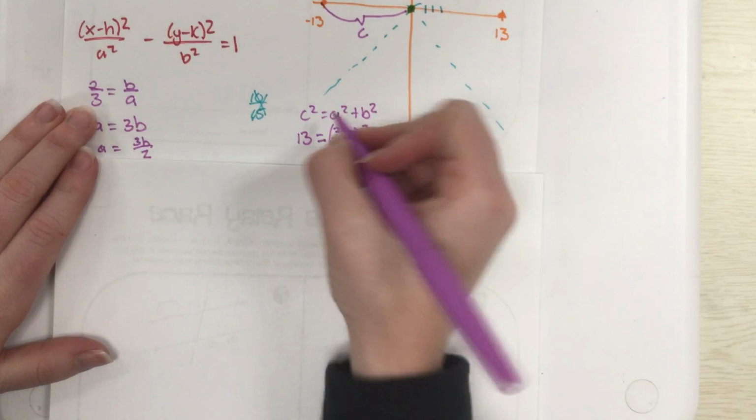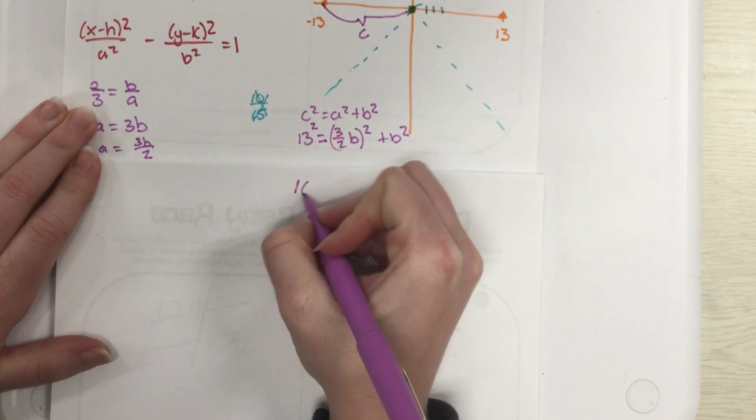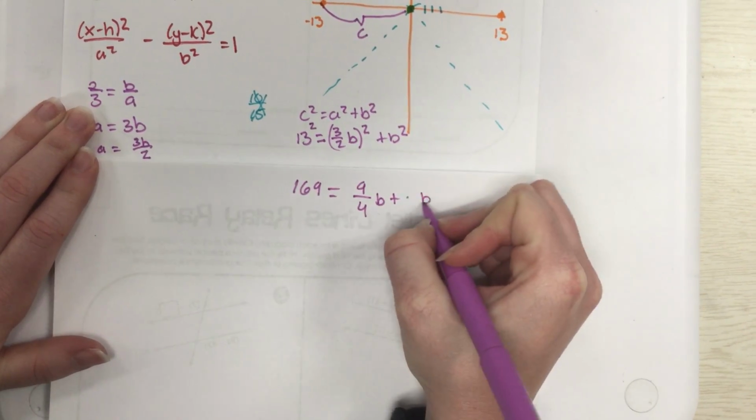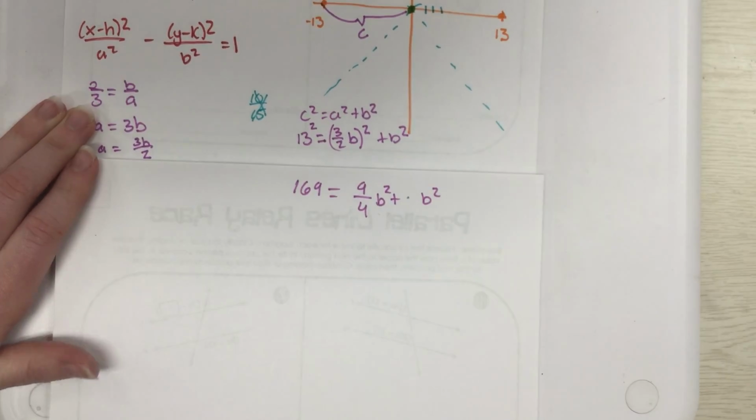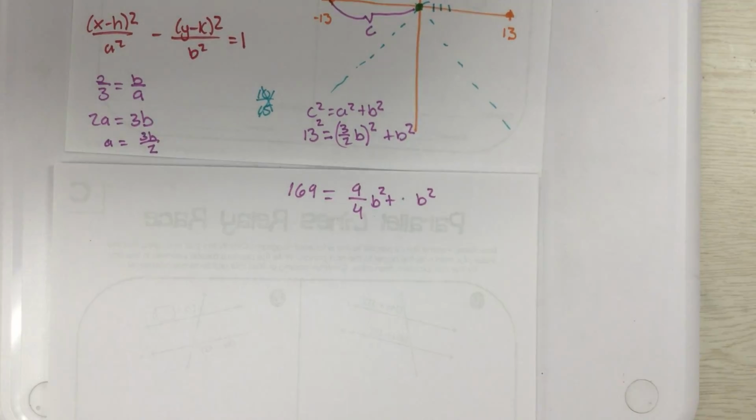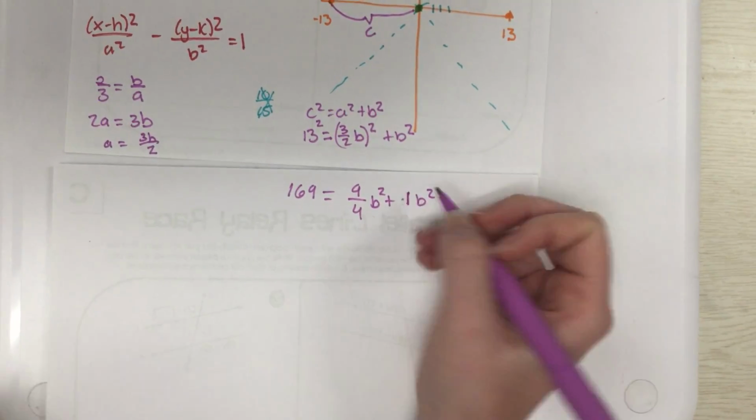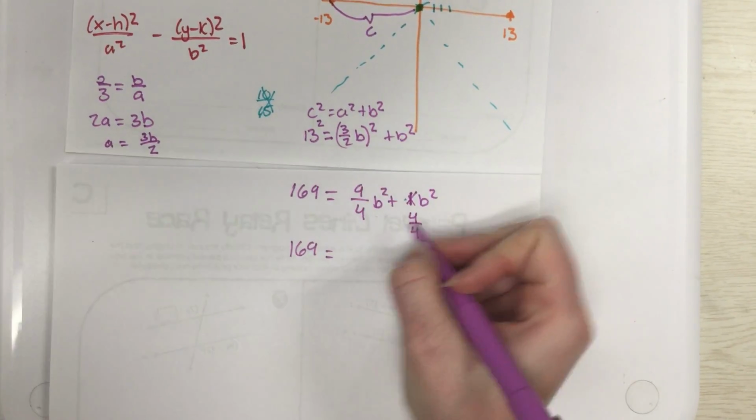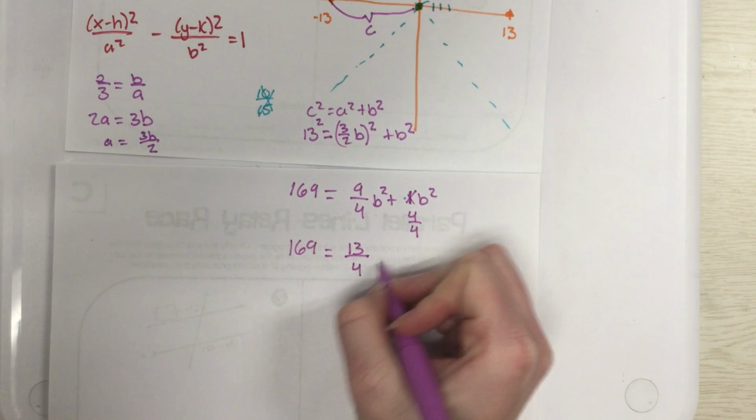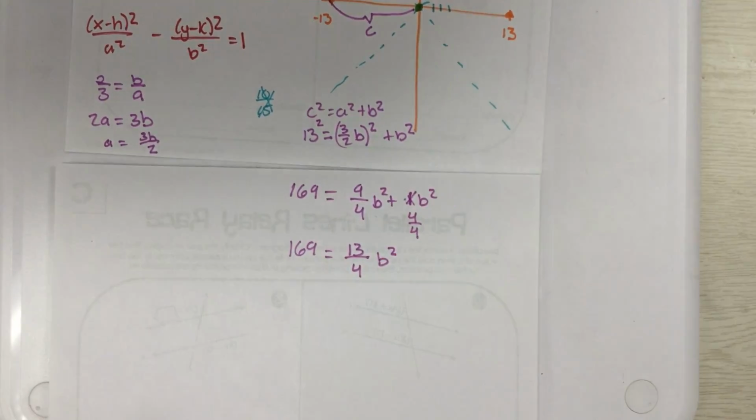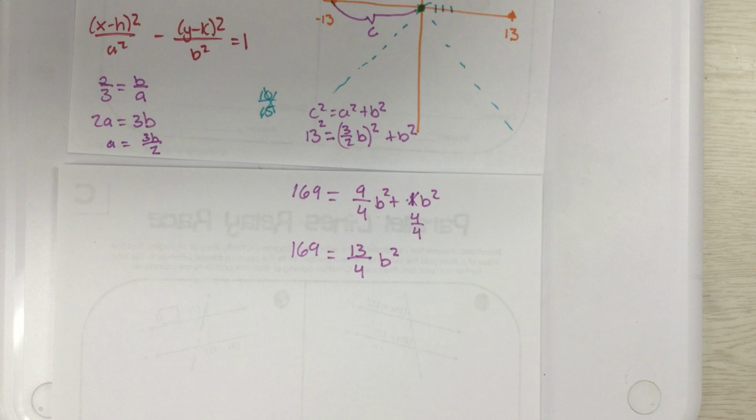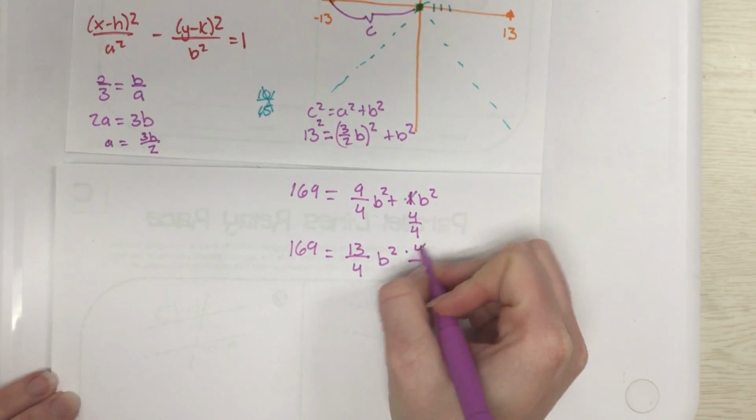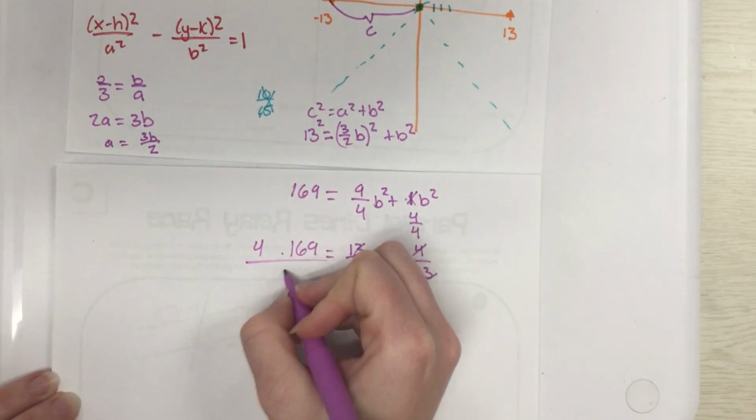All right, and so, this should be 13 squared. My bad. 169 equals 9 over 4 b squared plus b squared. All right, and so what I really need to do is this is an imaginary 1, so 169, and that's going to become 4 over 4, so that'd be 13 over 4 b squared. So I'm just kind of combining my like terms. All right, and so to get b squared by itself, I'm timesing by 4 and dividing by 13. Okay, times by 4 divided by 13.